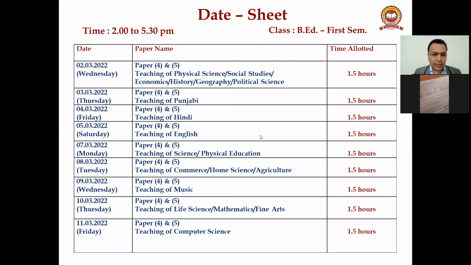And the paper teaching of life science, mathematics and fine art is on the 10th of March. And the 11th is the last paper, okay? For B.Ed first semester, the last paper taken by the university is teaching of computer science, right, guys? So according to your subject combination, you can note down your teaching subjects. Later on, I'll give this recording to you, right, guys? So this is about your date sheet.